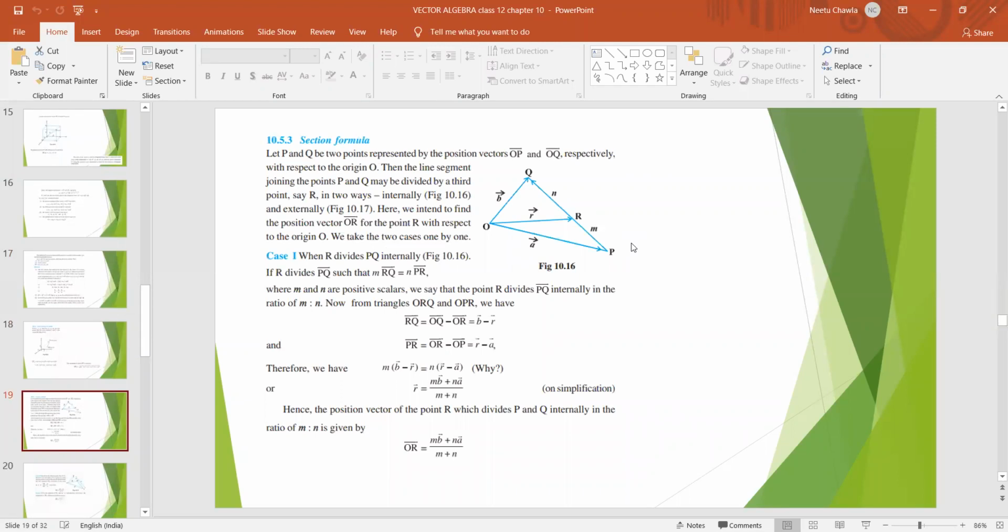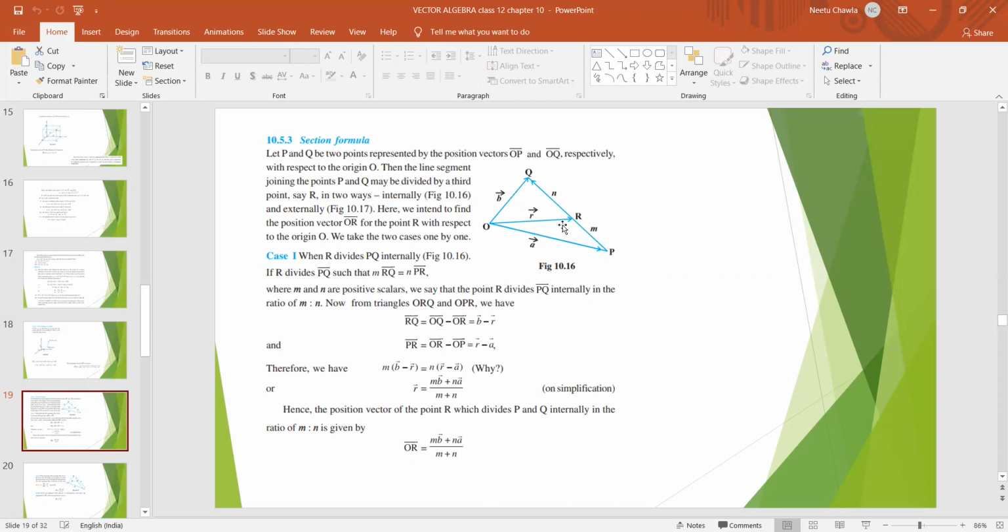And moving to the section formula. See here the section formula. We have already done a kind of section formula in class 11th also, in class 10th also. Now here two vectors are there, vector A and vector B, and this vector R is dividing the line joining them in the ratio m to n. And we have to find the value of this vector R. So see how we are going to find it out.